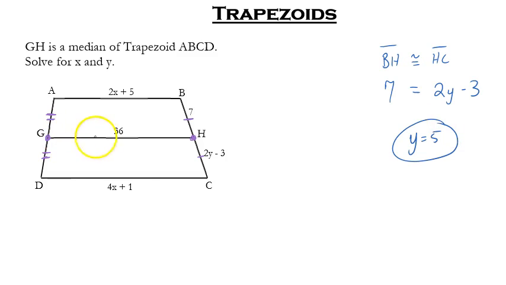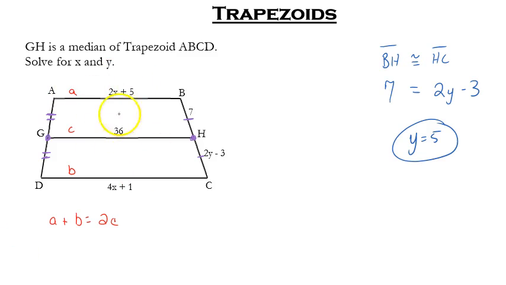The second is that our segment that is the median, that mid-segment here, is exactly half of the sum of the two bases. Okay, so if I were to just use variables, and let's call this A and B and C, we could state that A plus B is equal to 2C, or A plus B over 2 equals C.